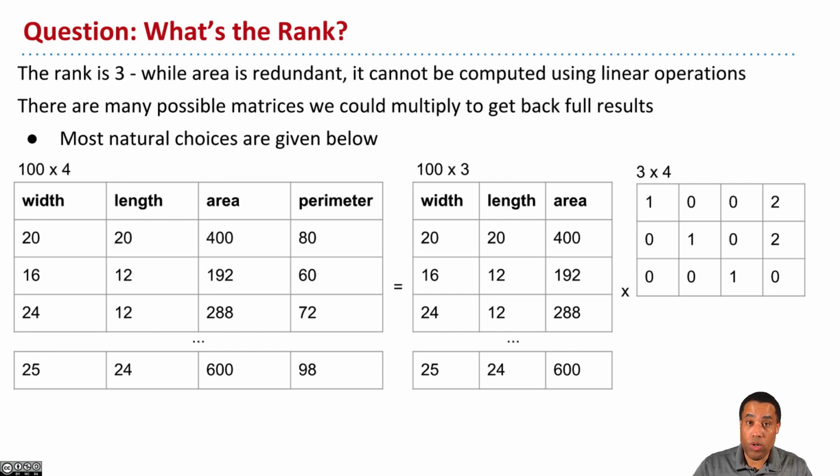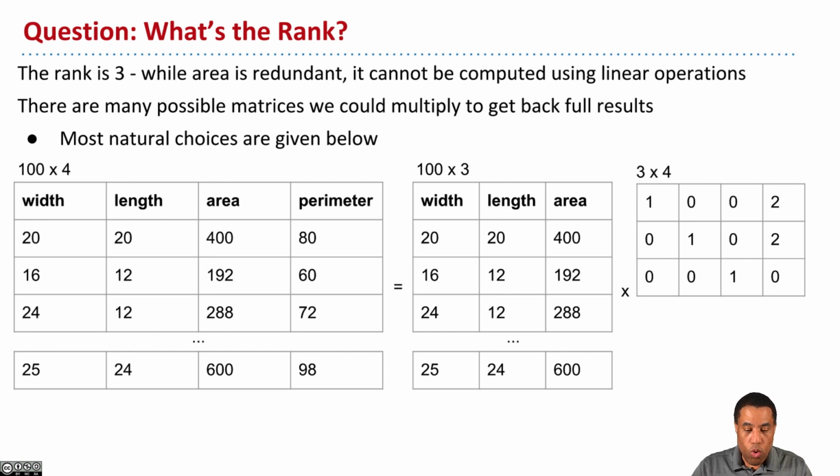We can drop that perimeter column and then reconstruct it using this transformation matrix. That's this 3 by 4 matrix. So the first row is going to be 1, 0, 0, 2. Second row is 0, 1, 0, 2. And the third row is 0, 0, 1, 0. And so what that's going to do, when we multiply that by our 100 by 3 matrix, is it's going to yield our original 100 by 4 matrix, right? Where the first column will be the width, the second column will be the length, the third column will be the area, and the perimeter will be twice the first column plus twice the second column.